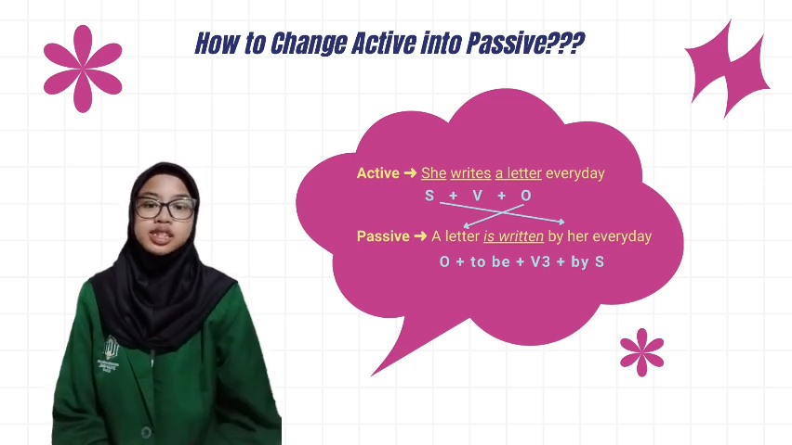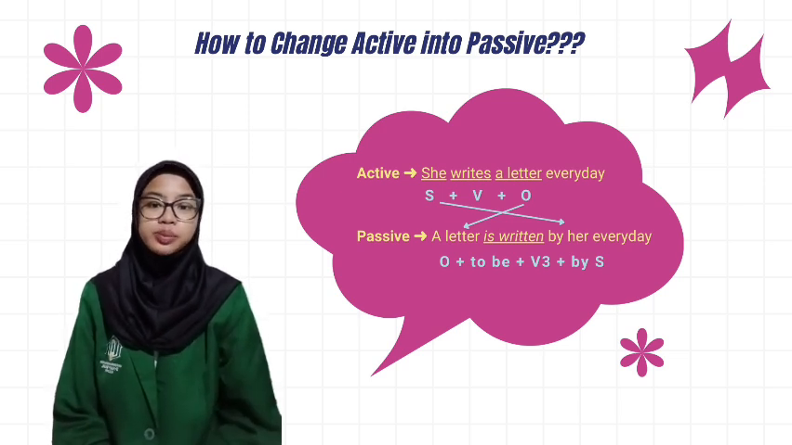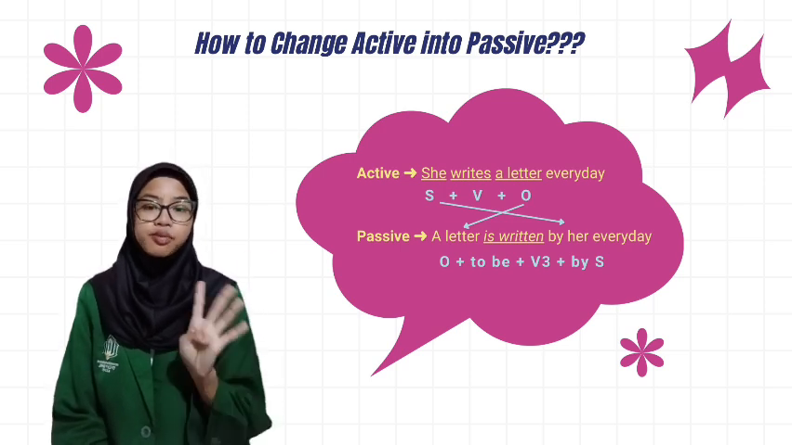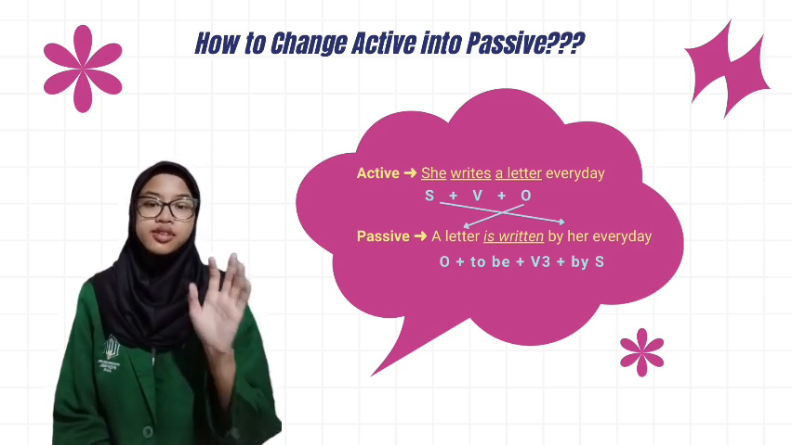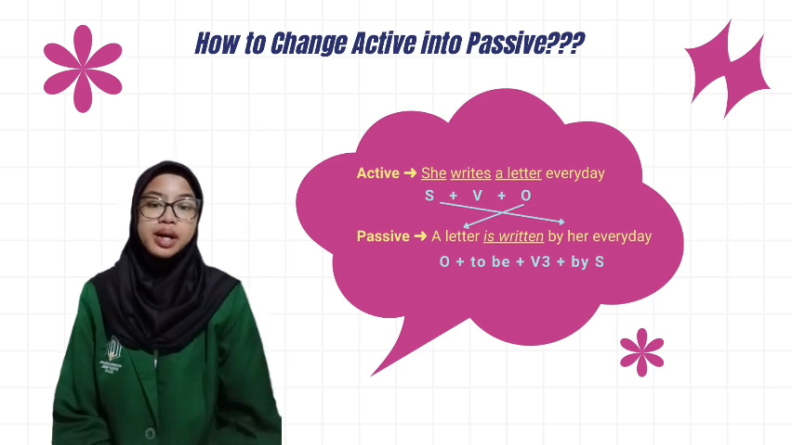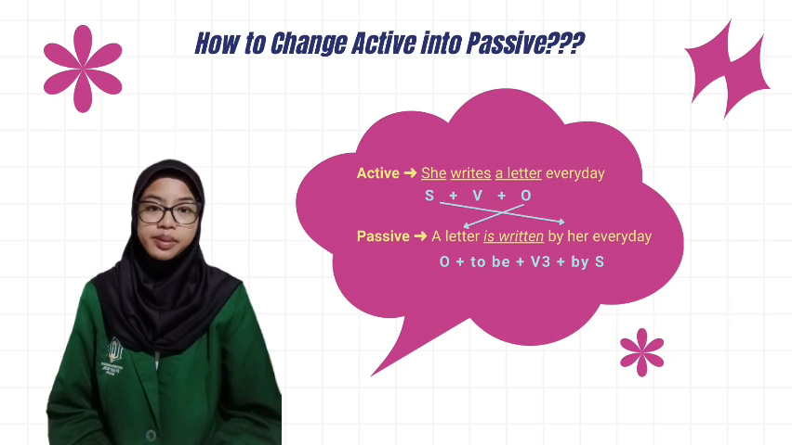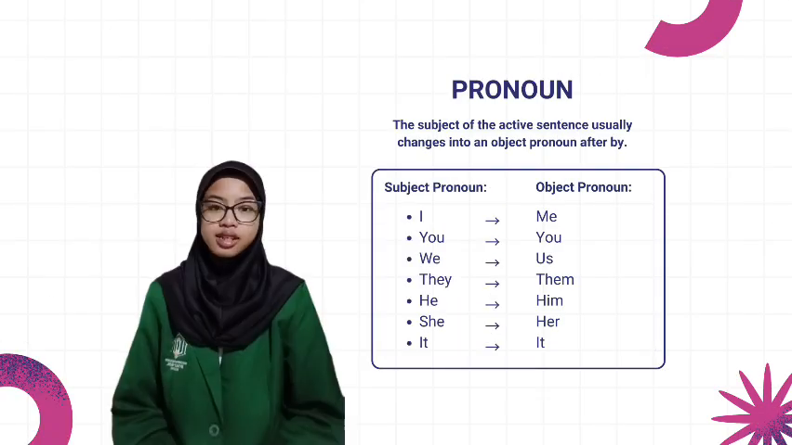Step 3, choose the correct to be. Because it is simple present, we use is. Step 4, change the verb into verb 3, written. Step 5, add by plus agent, like by her. So the passive sentence is a letter is written by her every day.